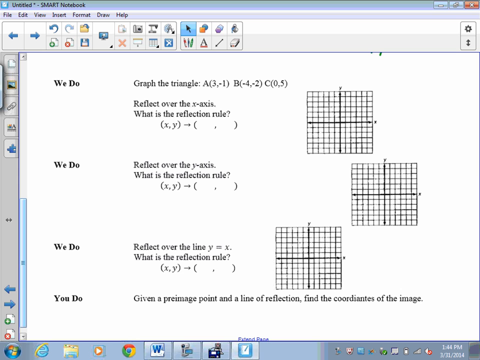So we're going to be asked to reflect things over the x-axis, the y-axis, and the line y equals x. So let's do that for each of these.